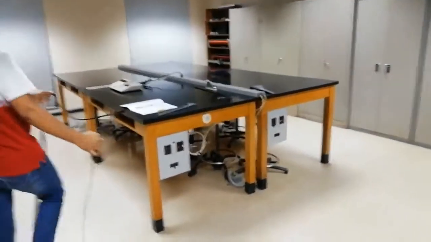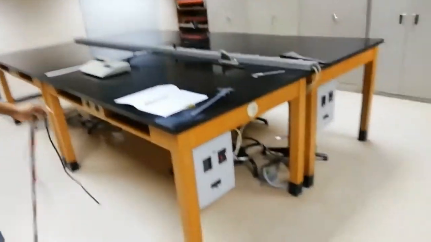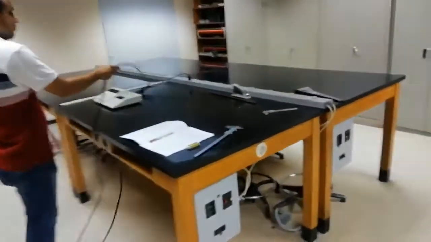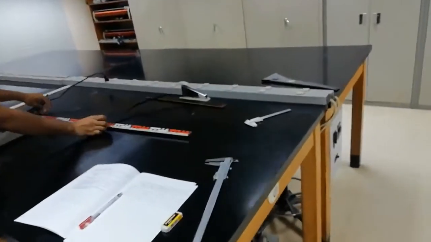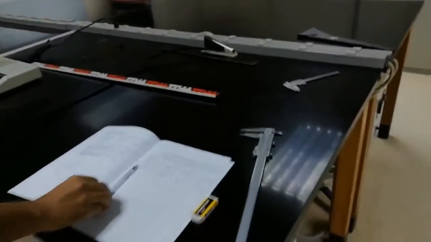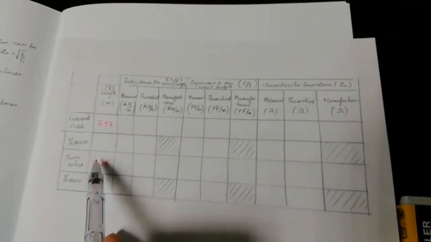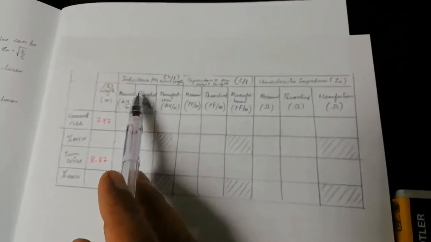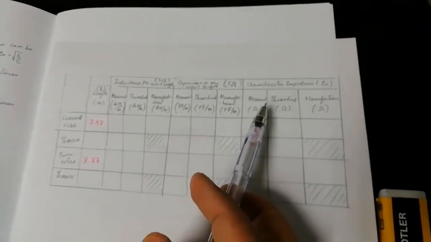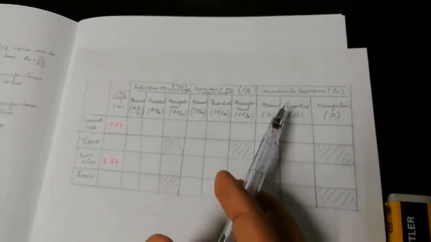Okay, so that will be the length of the cables, and this is how I got it, and these are the values that I have measured. So why do we require these values? Because we are going to compare the inductance and capacitance in terms of per unit length.